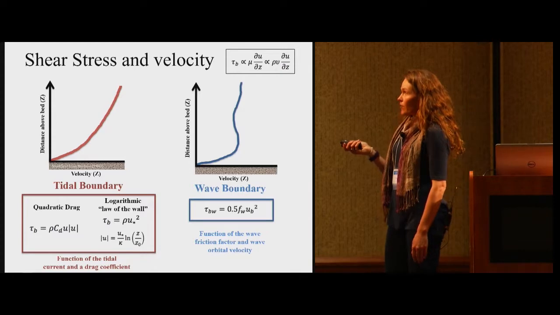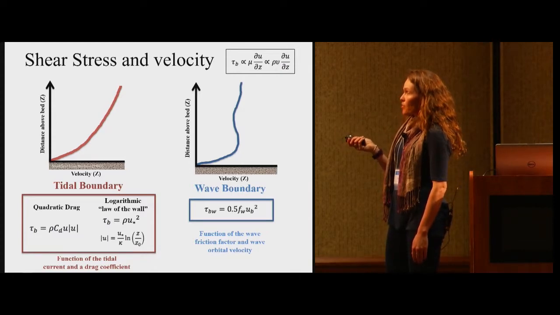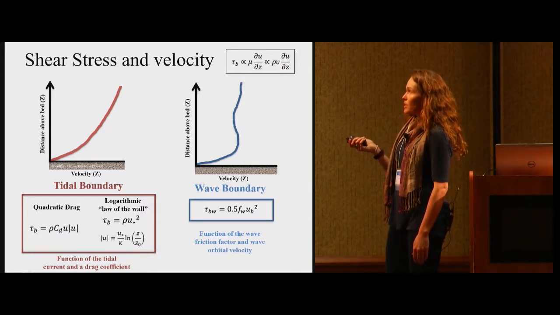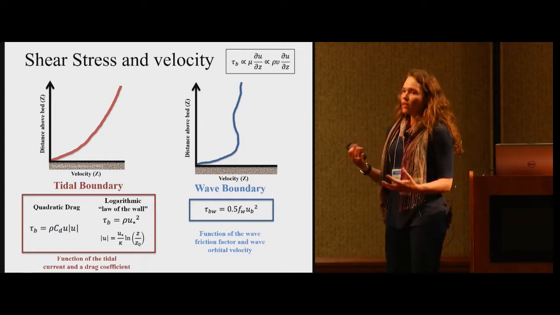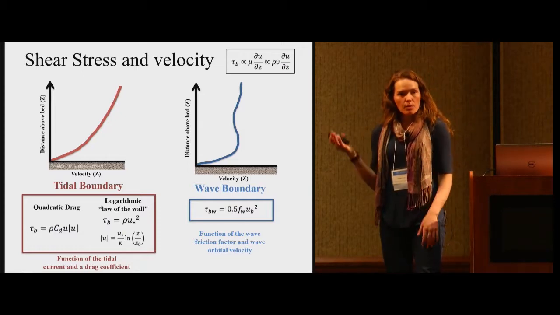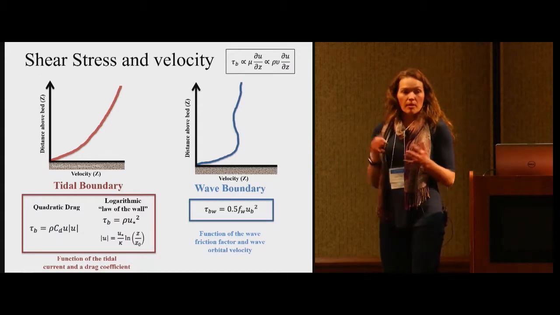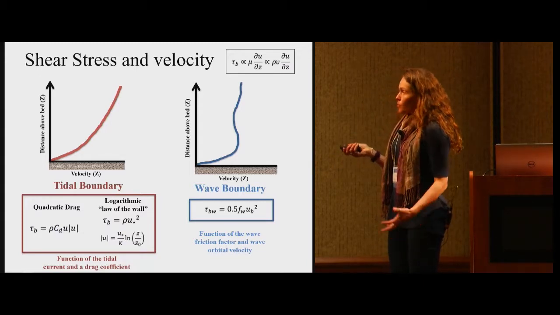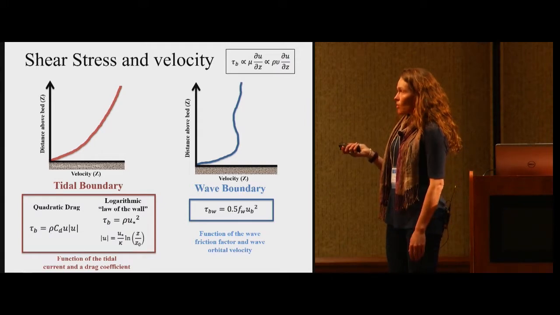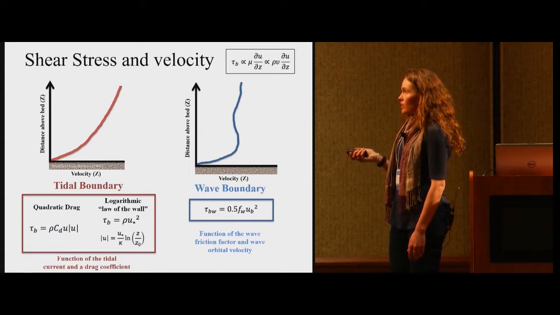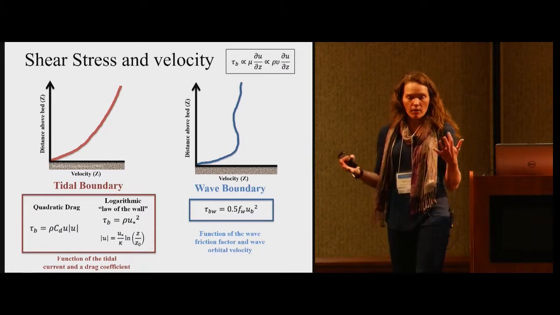In a tidal boundary layer, although it's not as strong as a wave boundary layer, the shear stress here won't be as strong as here. Tides last on the order of hours, whereas waves last on the order of seconds. And the environment I'm going to talk about is tidally dominant. There are different ways you can estimate shear stress, either a quadratic drag law or a logarithmic law of the wall. We'll be using a logarithmic law of the wall.